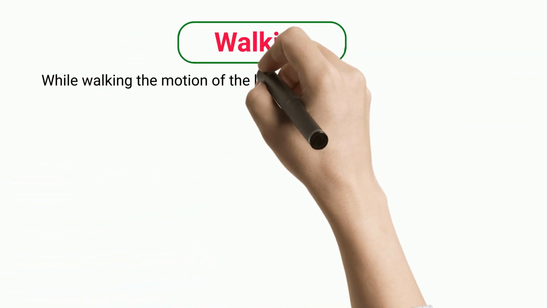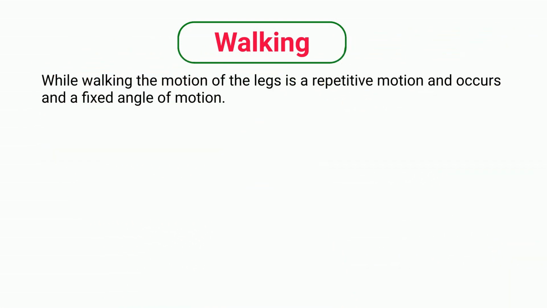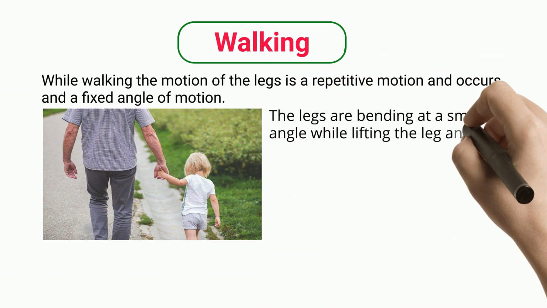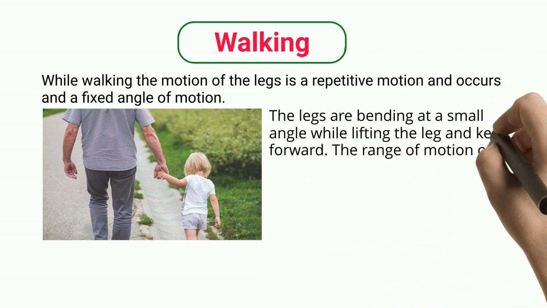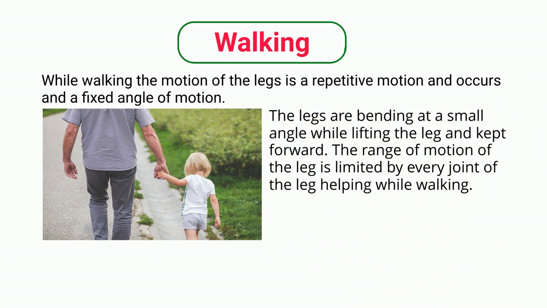Walking. While walking, the motion of the legs is a repetitive motion and occurs in a fixed angle of motion. The legs are bending at a small angle while lifting the leg and kept forward. The range of motion of the leg is limited by every joint of the leg helping while walking.